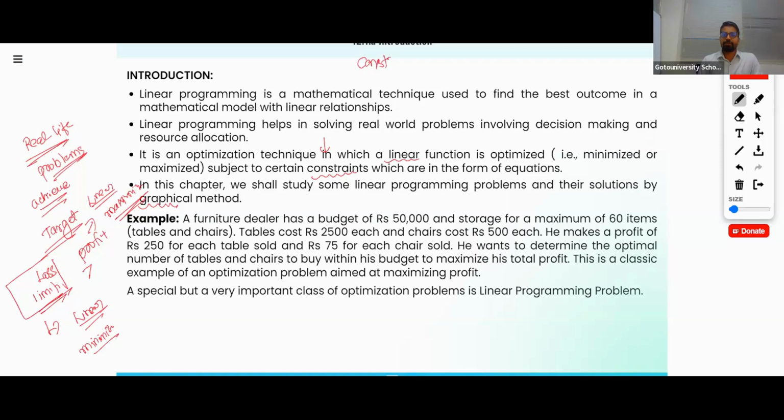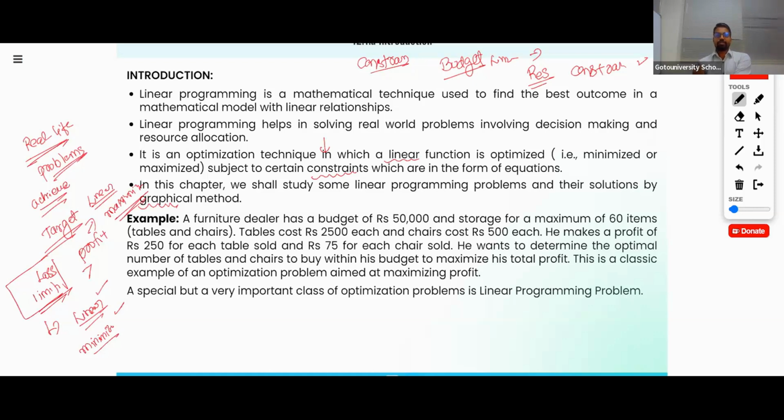For example, resource allocation. Maybe the budget of a particular process will be limited. We'll be limiting the budget to say some lakhs or some millions. And then we also talk about the available resources. So these are called constraints. By converting all these constraints and objectives into linear functions, we try to plot them on a graph and try to understand whether we can get the objective achieved or not.